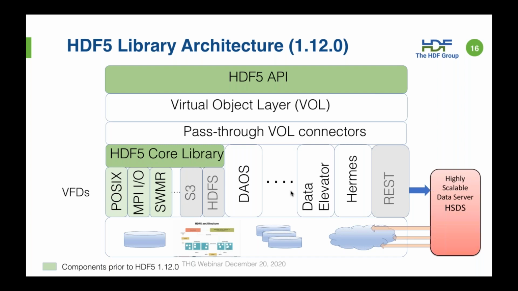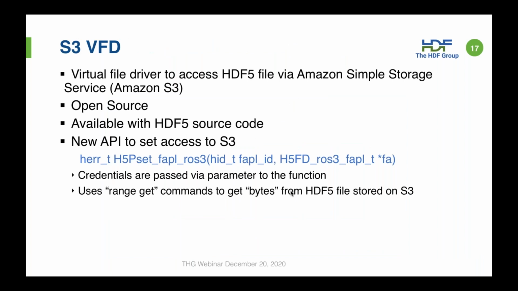S3 VFD gives the application access to a file stored as an object in S3, and HDFS VFD to a file that is stored on the Hadoop file system. The next few slides will show you how you do this. Very little change is required to the application. You only need to tell the application that the file resides in some other storage.